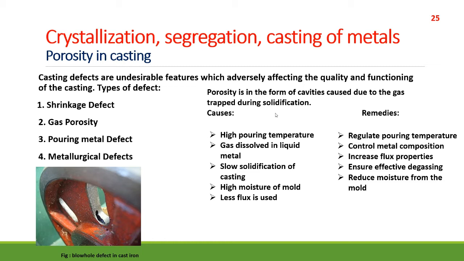Hot tears, also known as hot cracking, are failures in the cast that occur as the casting cools. This happens because the metal is weak when it is hot, and the residual stress in the material can cause the casting to fail as it cools.